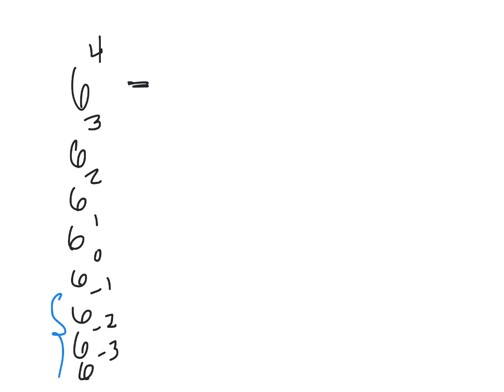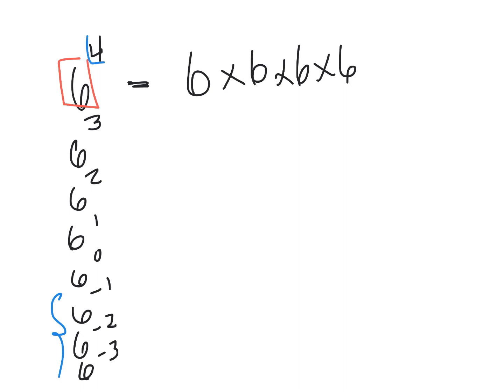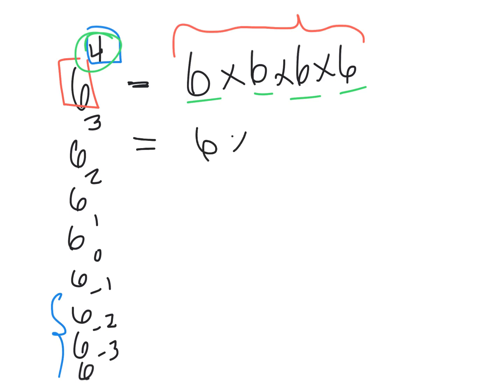So 6 to the power of 4 would be 6 times 6 times 6 times 6, 4 times. So the base, which is 6, is repeated 4 times. There's my base right there, 6, and I repeat it through multiplication 4 times: 1, 2, 3, 4. So that's what 6 to the power of 4 means. If I were to go a little bit simpler, 6 times 6 times 6 is what 6 to the power of 3 means.